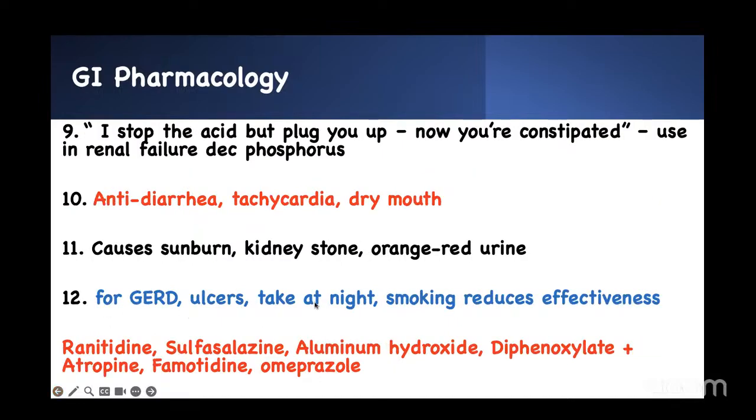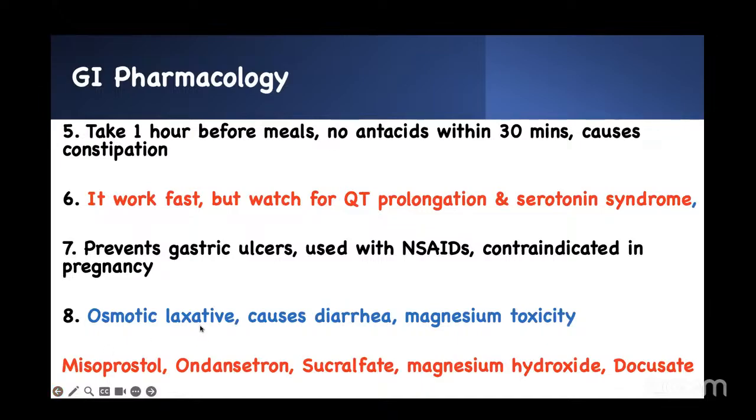Look, for GERD, you take it at night, smoking is not good. Ranitidine, famotidine. Sunburn, kidney stone, orange-red urine is sulfasalazine. It's a sulfa drug reaction. Anti-diarrhea against diarrhea and has anticholinergic effect, diphenoxylate and atropine. If you stop taking it, it will plug your acid. It will take care of your acid, but you're going to get constipated. Aluminum hydroxide is not an osmotic laxative. Based on that, it has to be magnesium hydroxide, not docusate.